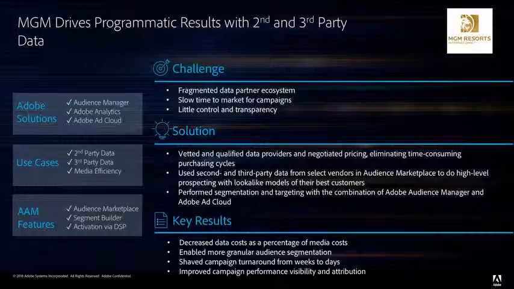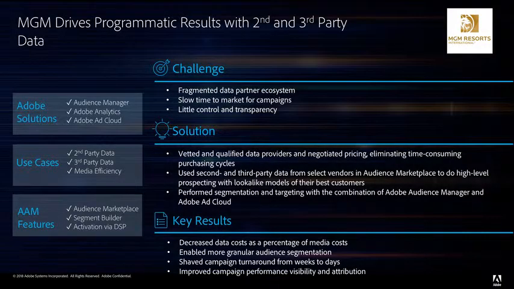Just to talk a little bit about a case study with one of our customers, MGM Resorts. So they're using Marketplace for third-party and also second-party data. What they were dealing with was a fragmented partner ecosystem where they had contracts sitting in a bunch of different places, which was making it really difficult for them to launch campaigns in a timely manner. So what they did is they started consolidating all these contracts through Marketplace. They were selecting vendors and making sure that they could do prospecting with lookalike modeling, because that was a key use case that they decided on.